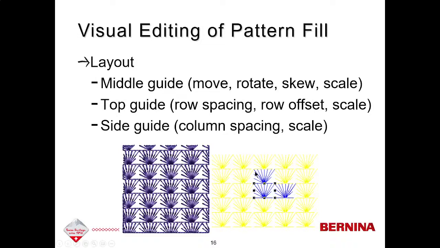The top one, which is the top of the L, controls row spacing and row offset. You can also scale with it, so you can change size. And the side one changes your column spacing, and you can also resize it. So this is a way to visually change how the pattern is going to look. And sometimes you can't do everything with math. It's hard to say that because I love doing things with math, but visually is the way to go.